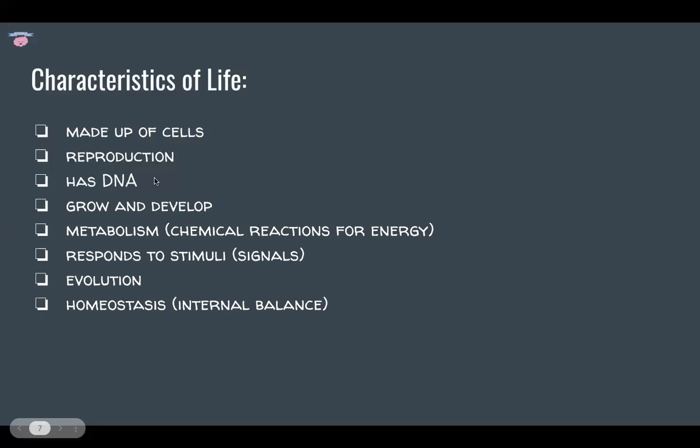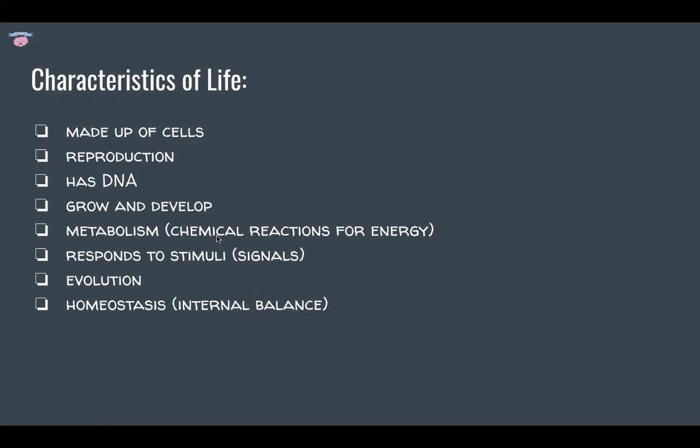So a little bit more about each one. Made up of cells, pretty obvious. Reproduction has offspring. Has DNA, pretty obvious. Grow and develop. It shows that throughout a life, an organism can grow. So for example, a caterpillar will then go into a pupa stage and then a butterfly.